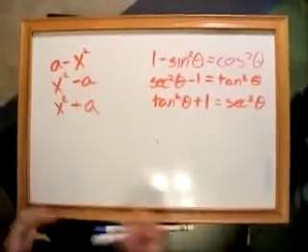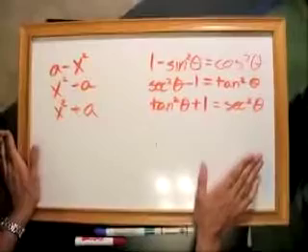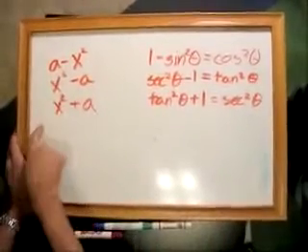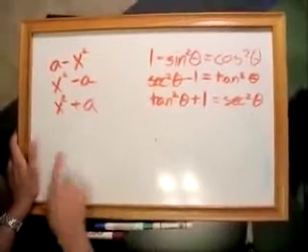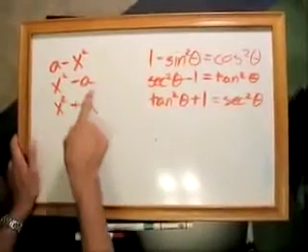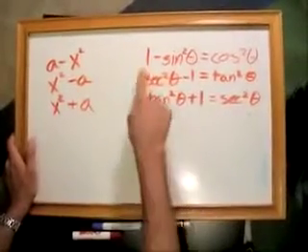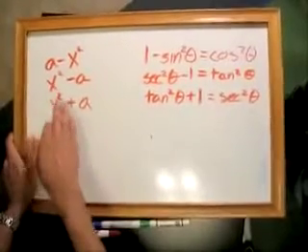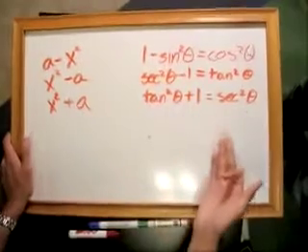Okay, so to use this in trig substitution, there are a few key patterns that you can look for. Each of these patterns corresponds to a different trig substitution. If you have any number minus an x squared, you can substitute it as 1 minus sine squared theta equals cosine squared theta. If you have x squared minus a number, you can substitute as secant squared theta minus 1 equals tan squared theta.